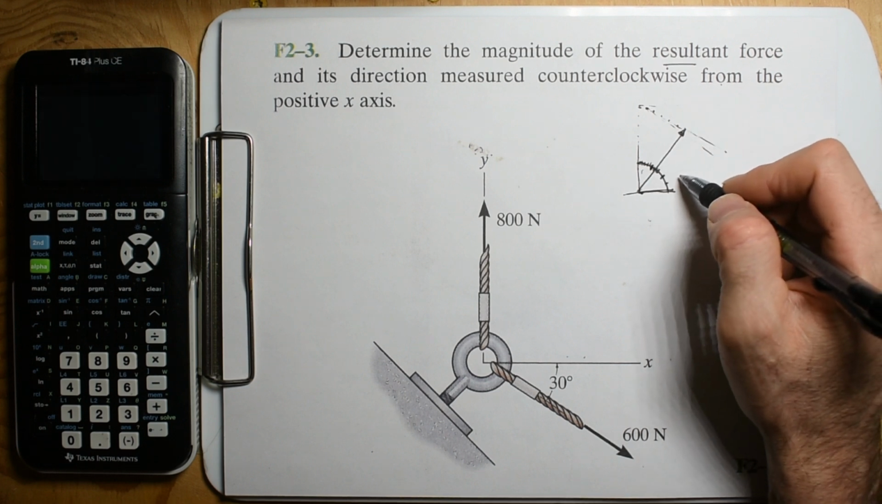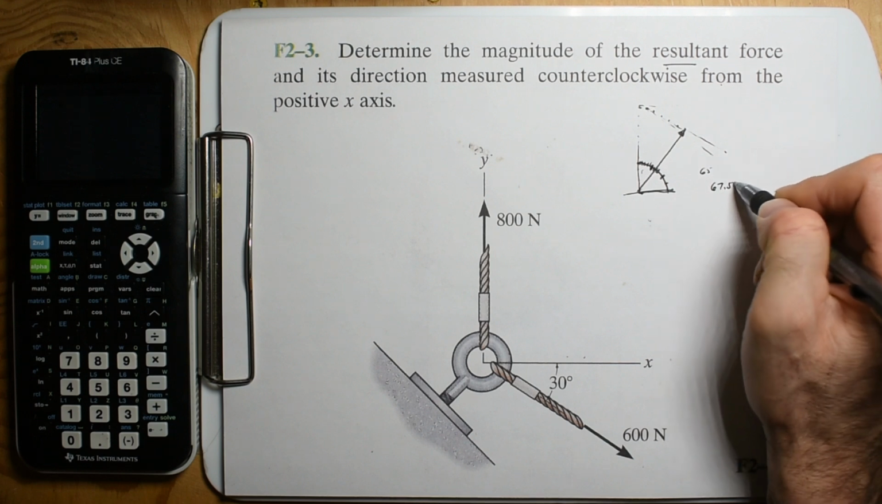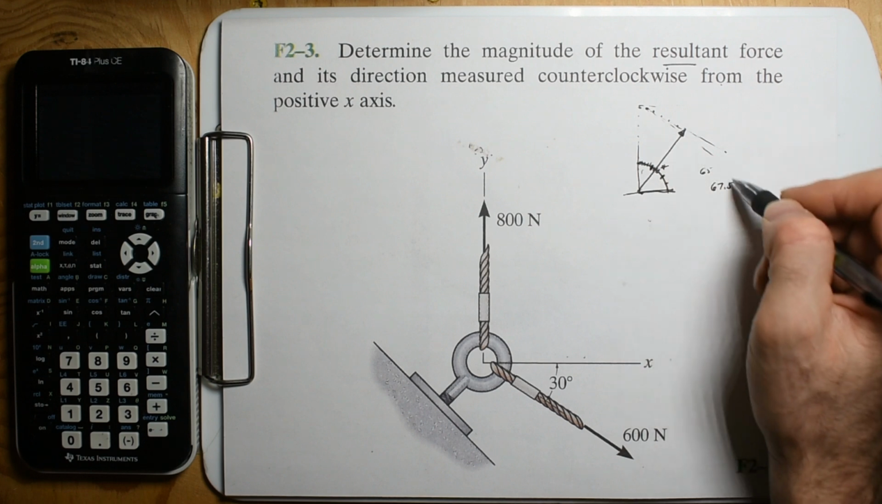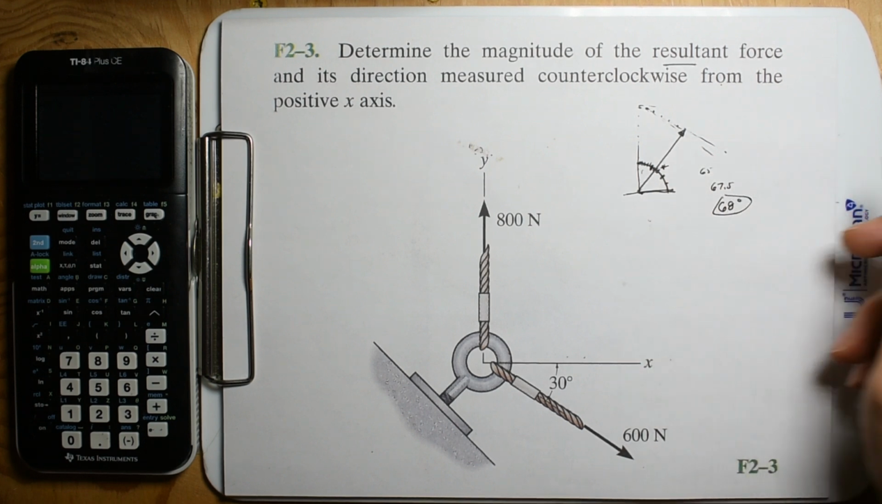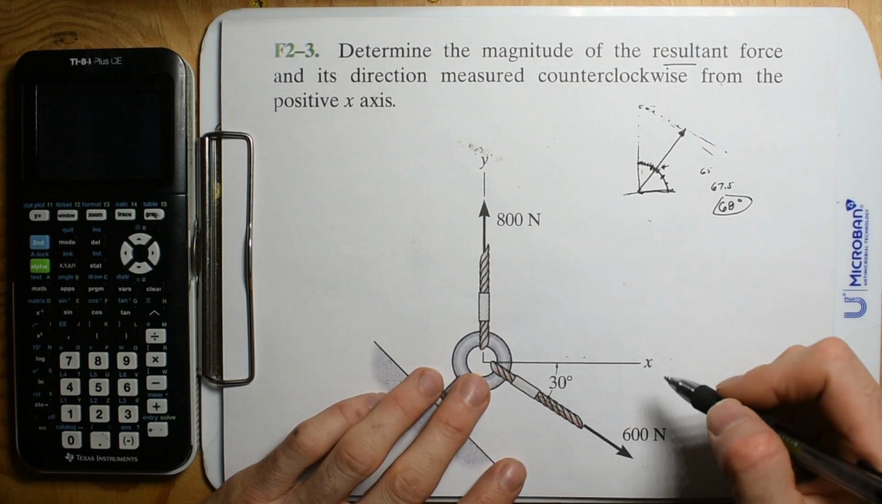So, you know what I mean? That would be 65 plus 2.5. So we got 67.5. Kind of splitting hairs if we're trying to get that accurate. But we'll just call it 68 degrees for our initial guess. Alright, so now what we're going to do is use the components.